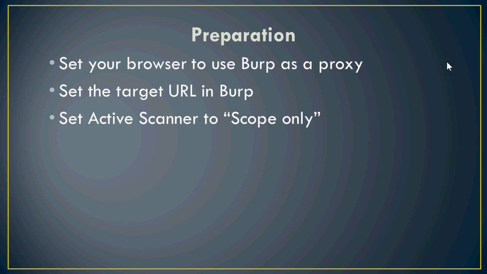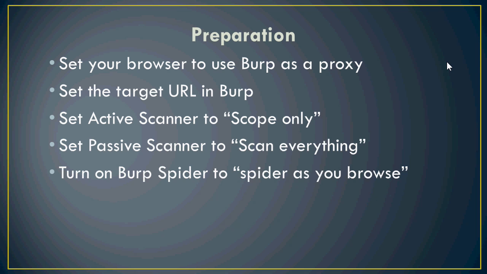We'll change some settings in Burp. Burp has an active scanner. We'll set this active scanner to test what's in scope only. It has a passive scanner. We'll set that to test everything. And we'll turn on the Burp Spider. Spider is Burp's crawler, its web crawler, and we'll have it spider as you browse. So while you're manually browsing the website, the spider will be going along behind you, trying to find additional URLs and hidden resources and adding them to the list of things to test.